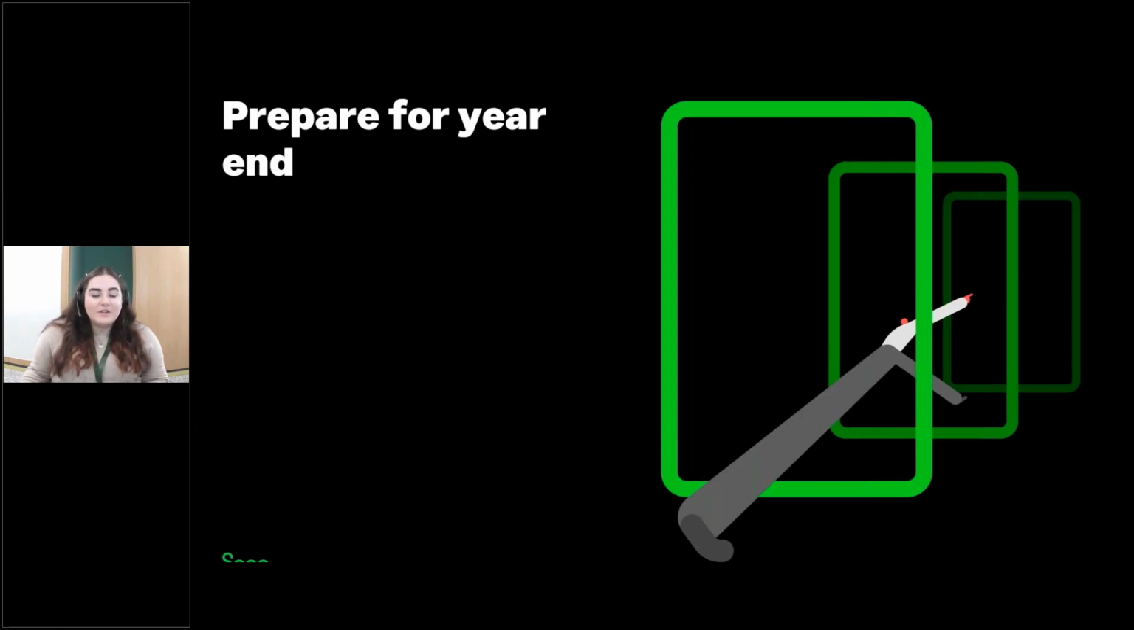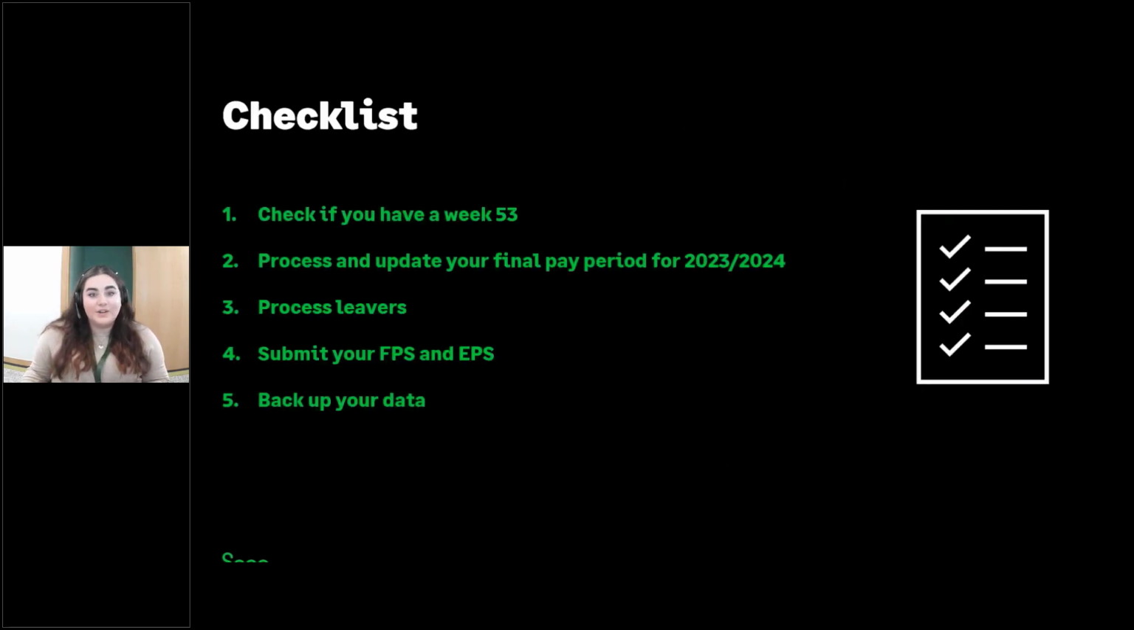Thanks, Duncan. Yeah, so now that we're back in our company, then we can start to prepare for our year end. The majority of these steps fall into your last pay run of the tax year. So we've put together a little checklist just to make sure that you're all prepared and know exactly what you need to do. So first thing is checking if you've got a week 53. That'll show you how to work out if you've got one and what you need to know if you do. Step 2 will then be a case of processing and updating that final pay period of the current tax year, which also includes processing any leavers and of course submitting your FPS and, if necessary, an EPS as well.